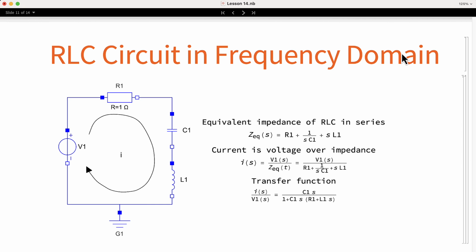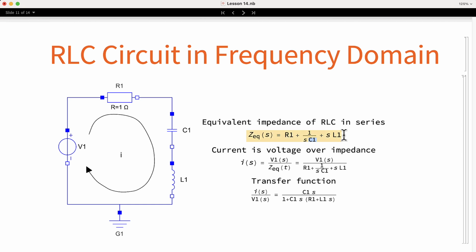In this circuit, we are interested in the current. In order to calculate it, we need to get first the equivalent impedance of the three components, R, C, and L. Since they are in series, we can add all the impedances, but first, we need to convert the capacitor and inductor to frequency domain. For that, we replace the capacitor by 1 over S C1 and the inductor by S L. Here you can see the equation of the equivalent impedance.